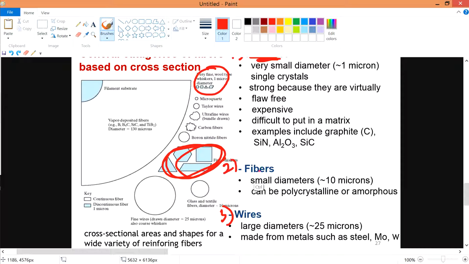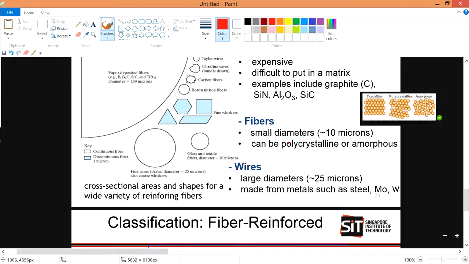So your fibers and your wires are somewhat about the same size, but approximately this thing. Wires have large diameters, small diameters. I think you can also go and read yourself. As for the fibers, they can be polycrystalline or amorphous.